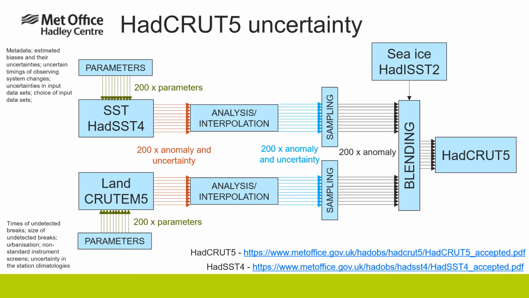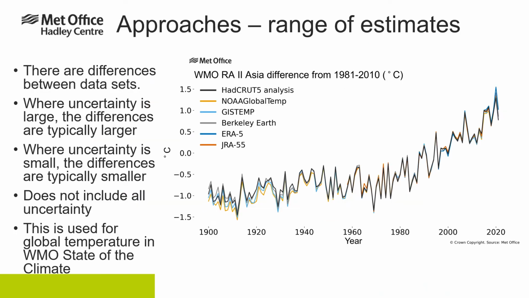So that's, in a nutshell, how we deal with uncertainty on HadCRUT5. However, as I said already, each of these uncertainty estimates is in some sense incomplete. So another approach we can use to estimate uncertainty is to look at a range of different estimates. So we have here 6 data sets showing temperature anomalies for WMO region 2, Asia. These are anomalies relative to 1981 to 2010 in this case.